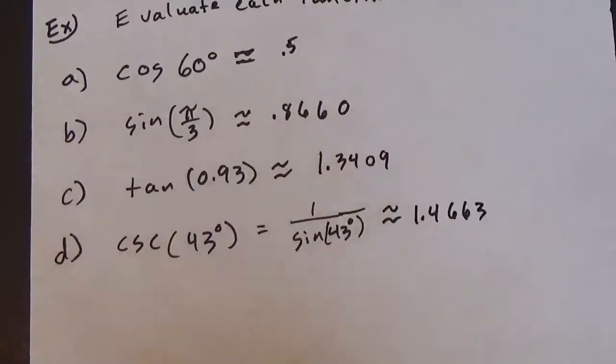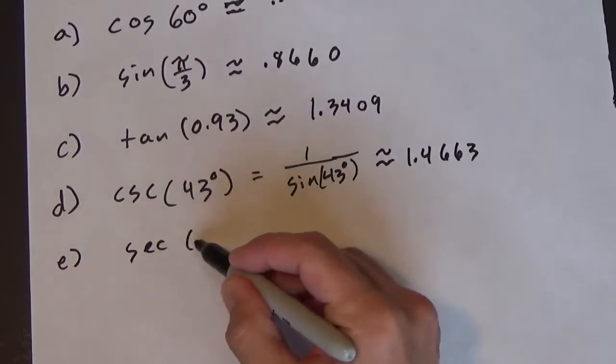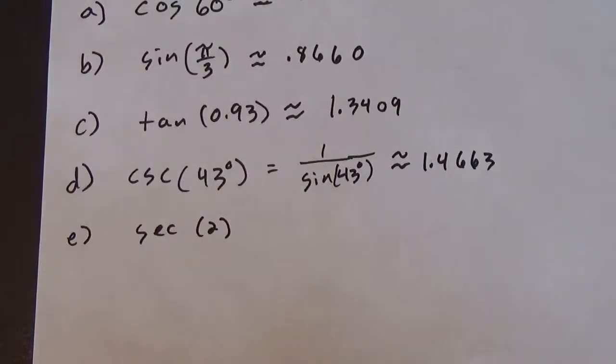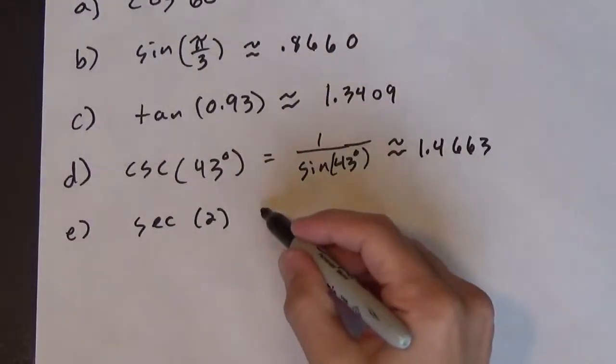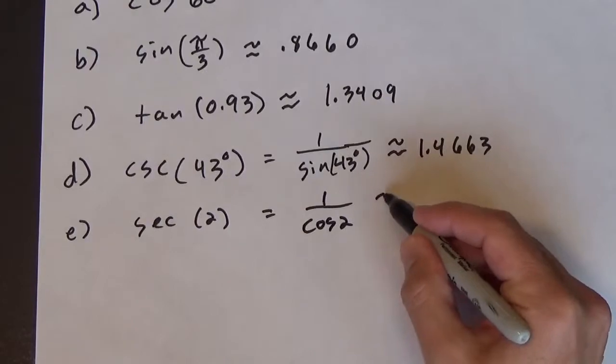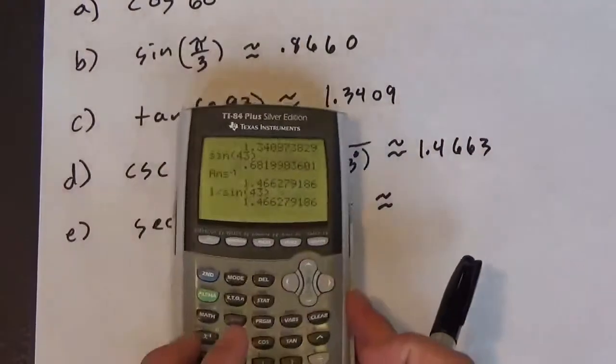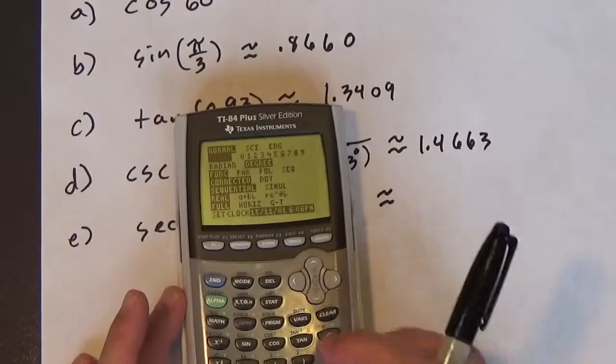Let's try another one of those. Let's say for part E, we want the secant of 2. All right, well, we know the reciprocal of secant is cosine, so we can rewrite this to be 1 over the cosine of 2. And let's see here, that doesn't have the degree sign, so it is in radians. We have to go back into radians.